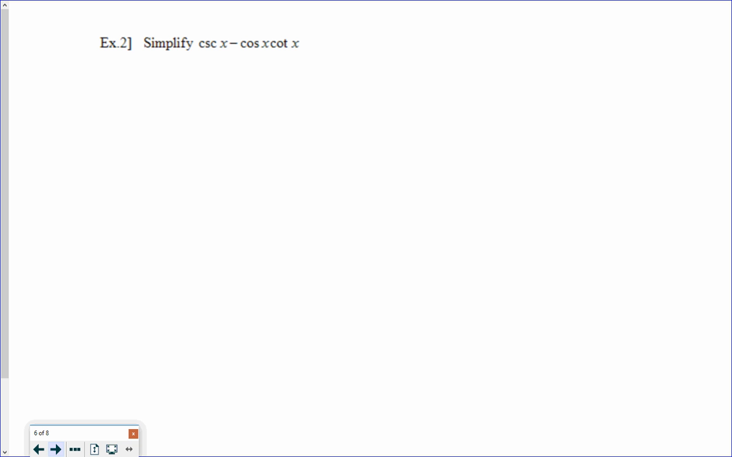Once again, this can get down to one trig function. What's the first option? What should we always look for first? Factoring. Well, once again, there's only 2 terms.